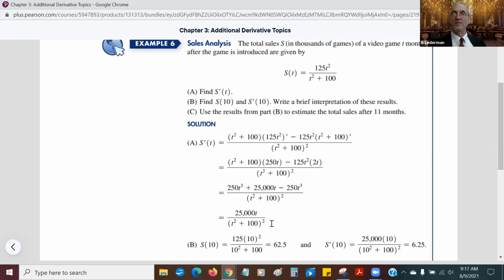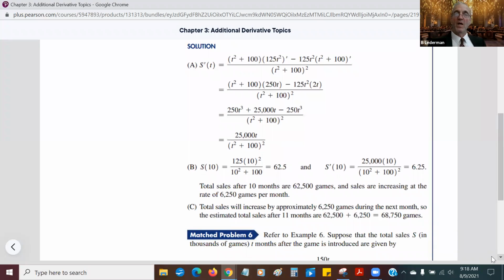Now, what's S of 10 and S prime of 10? Well, fine. I just take the number 10 and plug it into my original function. That's going to be S of 10. Then I take the number 10 and plug it into this derivative over here. If you do that, you get 62.5, and here you get 6.25. Isn't it interesting how they're different by a factor of 10? And that means total sales after 10 months are 62,500 games, because 62.5 is in terms of thousands, and the sales are increasing at a rate of 6,250 games per month.